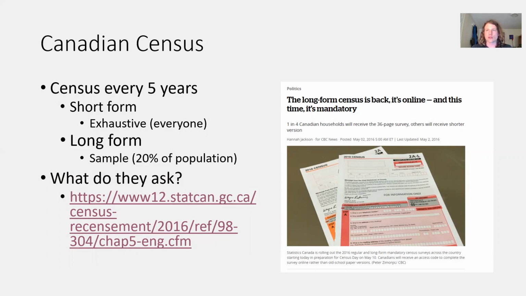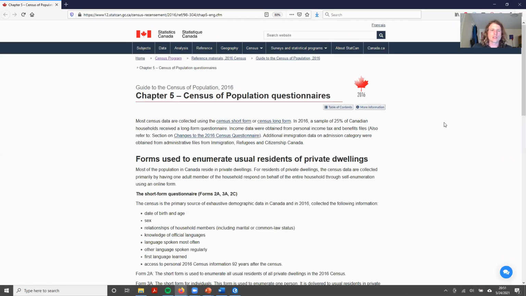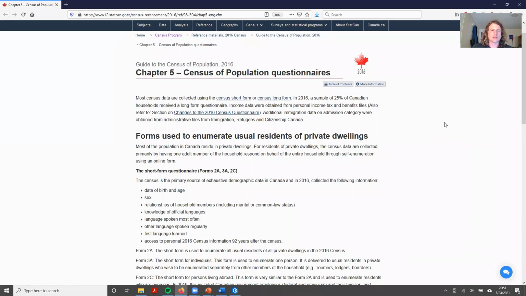And then there's a longer form, which is a sample, right? Again, we discussed sampling last week. That's taking a subset. It's just a random sample of 20% of the population where they ask people to fill out certain things. Just to get an idea of what some of the questions on the census are.